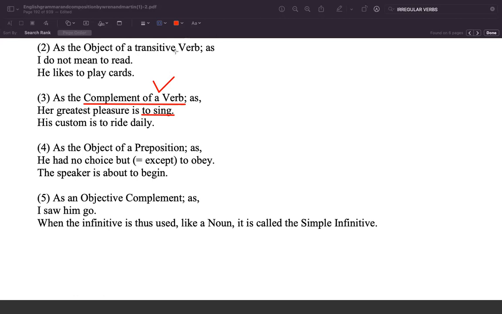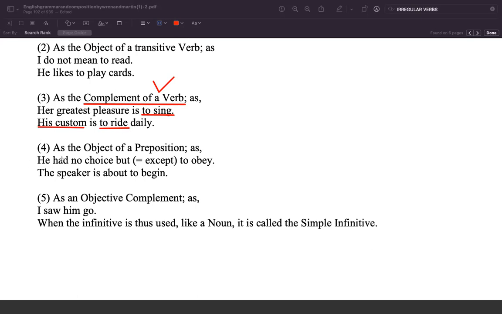Complement to whom? Complement of a verb, right? So in that case, we can consider that the infinitive can be used as a complement of a verb. Look at the next one: his custom is to ride. Forget about Delhi, Delhi is an adverb. So to ride is indicating a custom, to sing is indicating the greatest pleasure. That's why to sing and to ride are called complements, right?